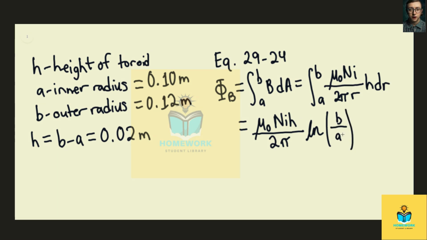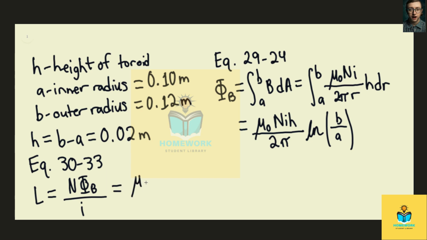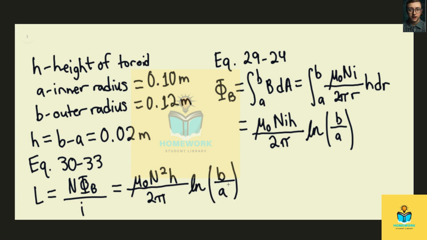And so we can then say that we can use equation 33 to find the self-inductance. L would be equal to N times the magnetic flux divided by I. This is equaling mu naught N squared H divided by 2 pi. Of course, the i's then cancel out, and then this would be multiplied by, again, the natural log of b over a.